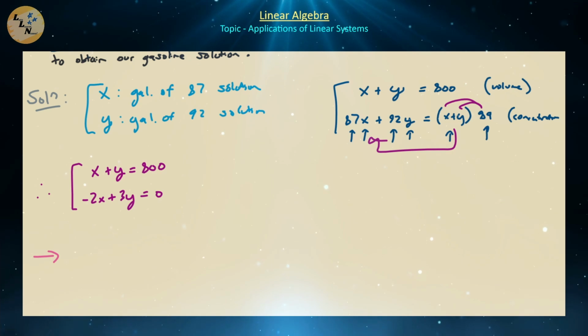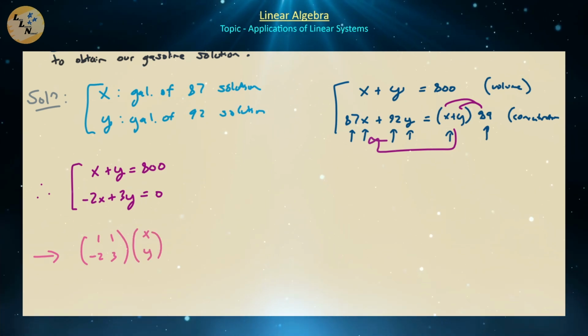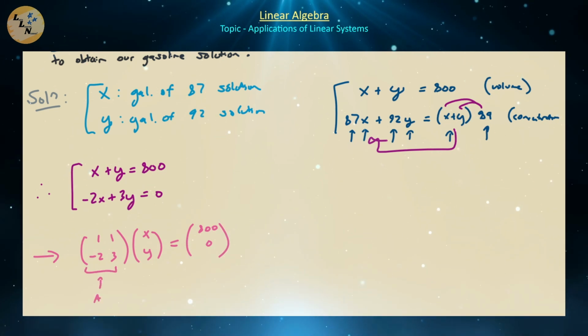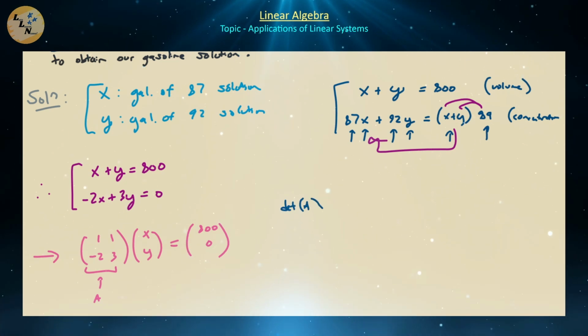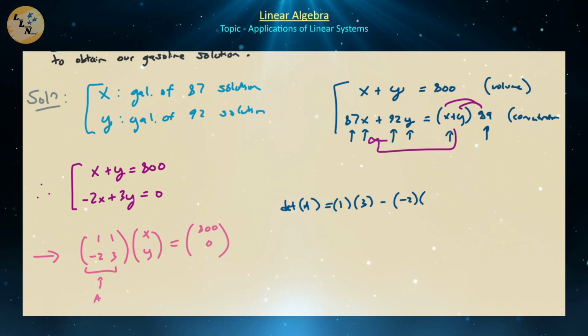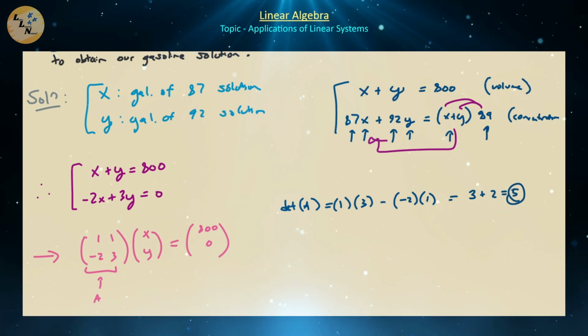So I'm going to approach this from the matrix perspective. Our coefficients are 1, 1, minus 2, 3 with unknown variables x and y, and that's going to be equal to 800 and 0. I'm going to call this coefficient matrix A just for now. And we see that the determinant of that matrix A is going to be equal to 1 times 3 minus negative 2 times 1. So it's going to be 3 plus 2, which comes out to 5. So if that's true, that means we can easily find the inverse of that matrix.